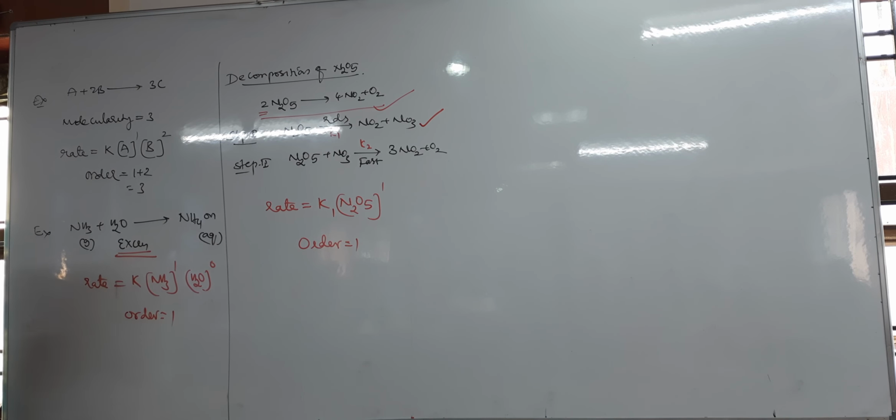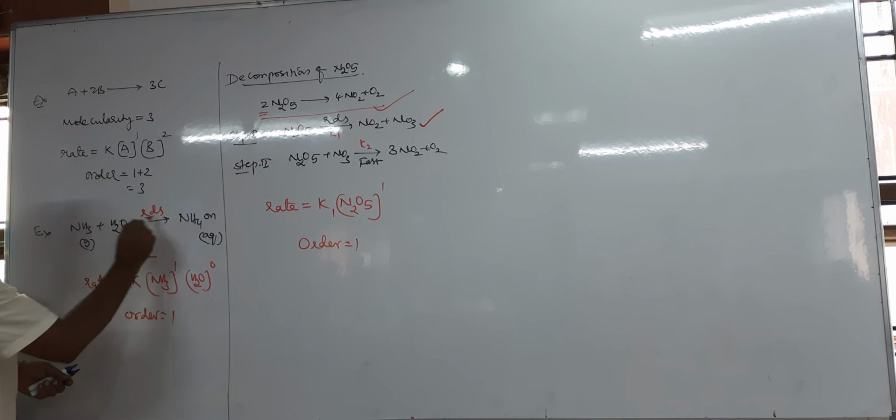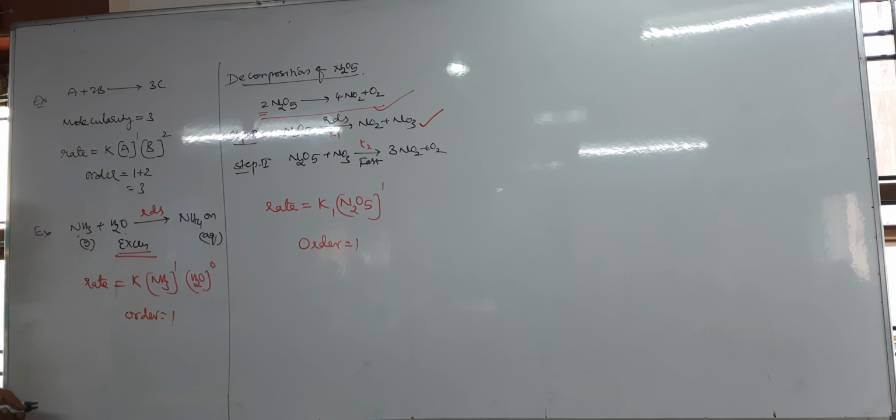Molecularity is the number of reactant molecules involved in the RDS. Suppose in the RDS there are 2 reactants, then molecularity is 2. Okay, molecularity 2, but order 1 because of excess. Due to excess quantity, there is no change in concentration of water. Of course, molecularity 2. Okay, fine.